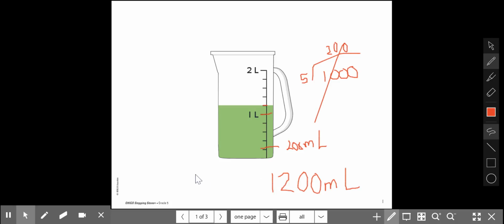Remember, we can also represent this by showing a decimal fraction. So this would be 1.2 liters, or 1 and 2 tenths. All three of these are the same amount written in 3 different ways. Depending on what we're doing, we may need to use one version versus the other.